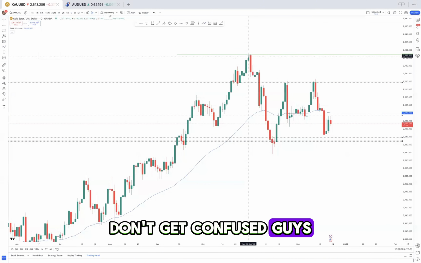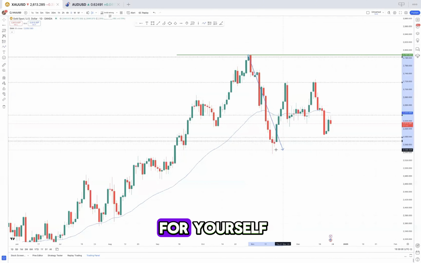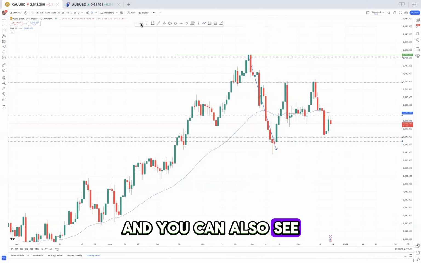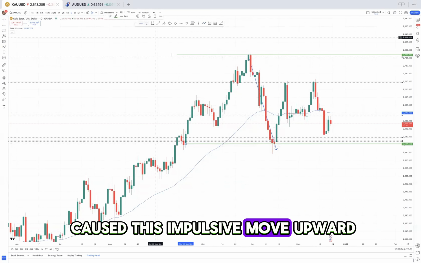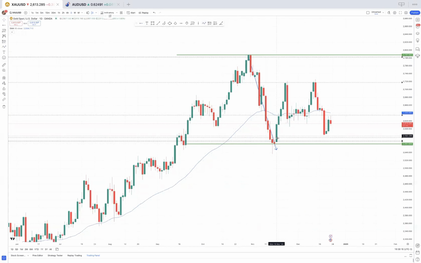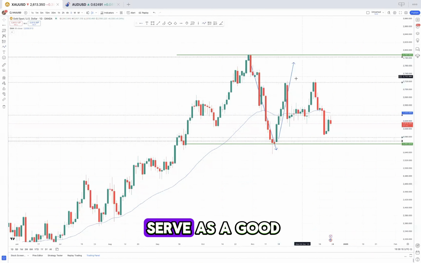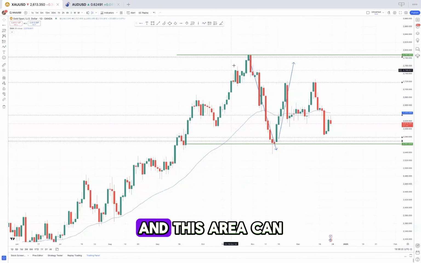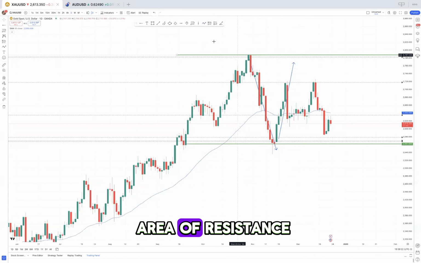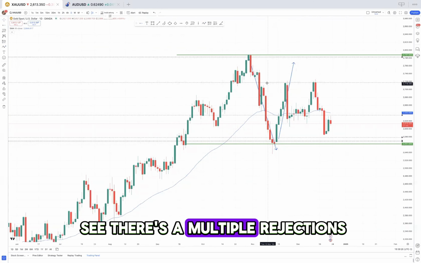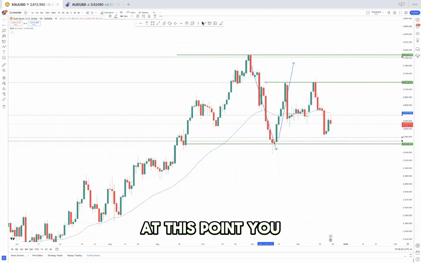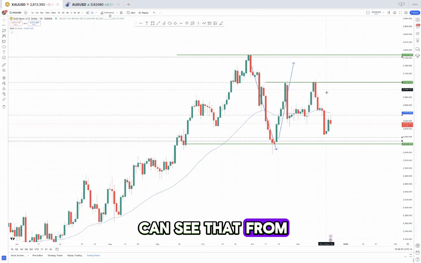Don't get confused, guys. Trading is easy. You should make it easy for yourself. And you can also see this area, it also has caused this impulsive move upward. So this area can serve as a good area of support, and this area can serve as a good area of resistance. And you can see there's multiple rejections at this point. You can see that from this area here.